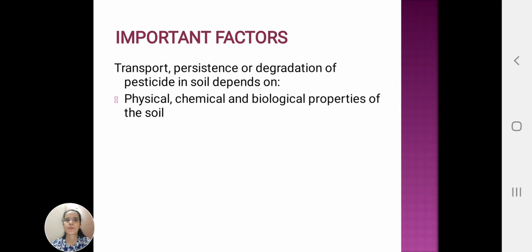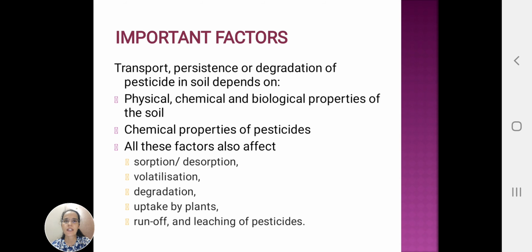the physical and chemical as well as the biological properties of the soil and the chemical properties of the pesticides. All these factors affect the sorption, desorption, volatilization, degradation, uptake by the plants, runoff and the leaching of pesticides. Pesticides bound to soil organic matter or clay have less mobility, less bioavailability, or less accessibility to microbial degradation, and thus they are more persistent. It has been demonstrated that amount and composition of organic matter has a large impact on the pesticide sorption.